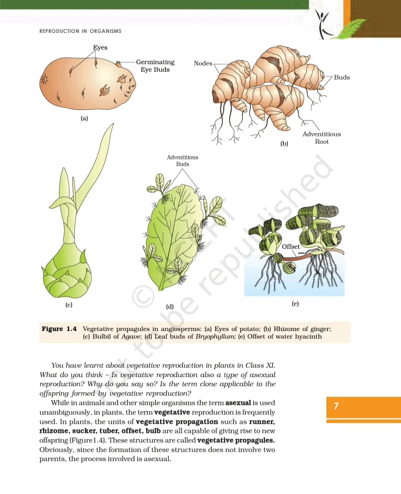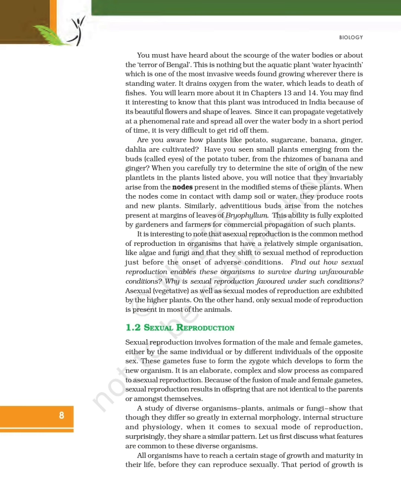Obviously, since the formation of these structures does not involve two parents, the process involved is asexual. In some organisms, if the body breaks into distinct pieces, that is fragments, each fragment grows into an adult capable of producing offspring. Example, Hydra. This is also a mode of asexual reproduction called fragmentation.